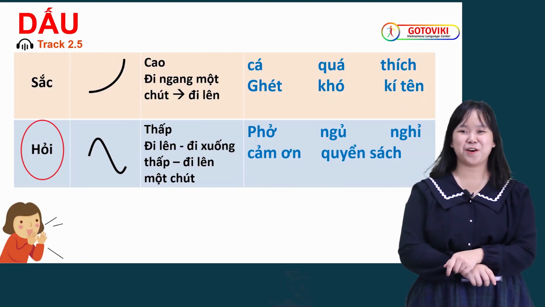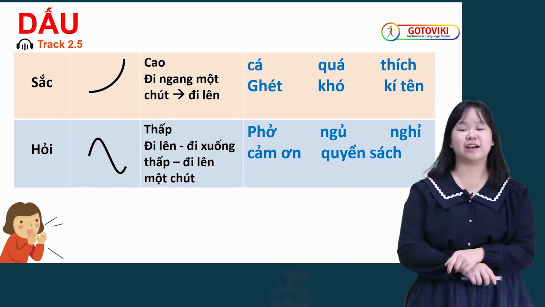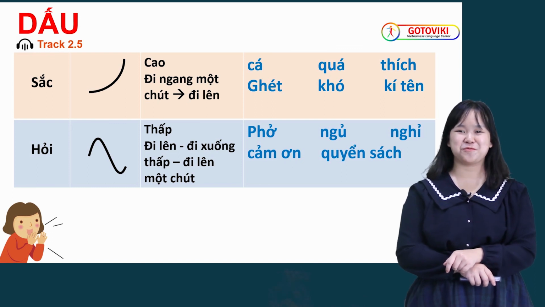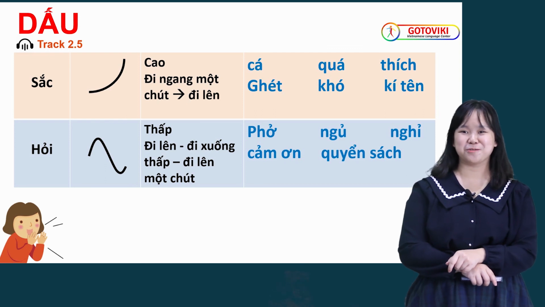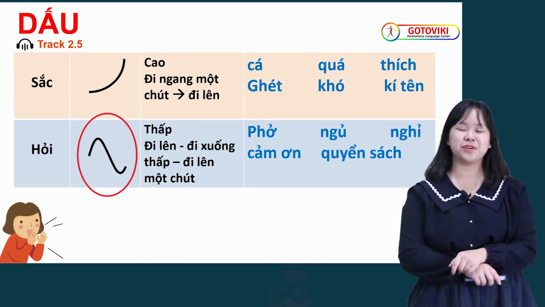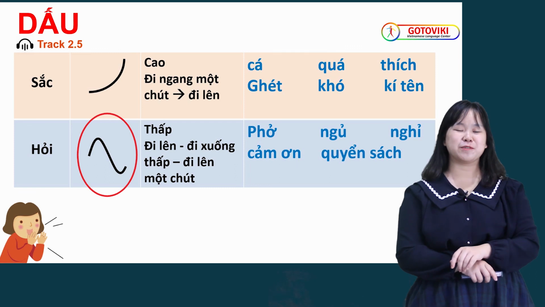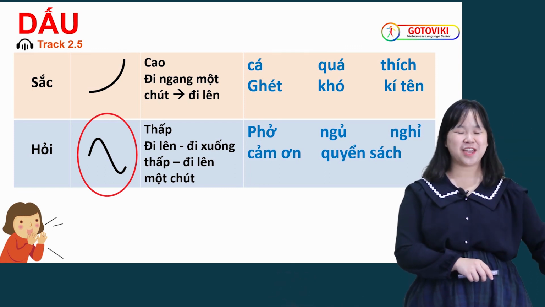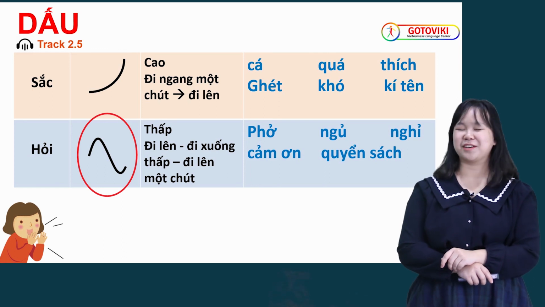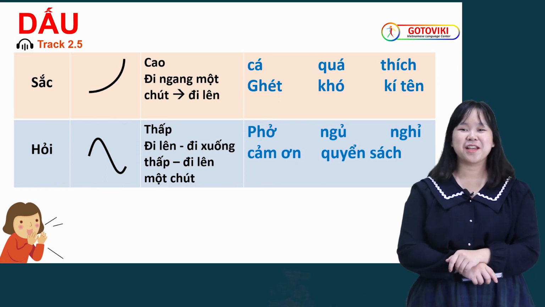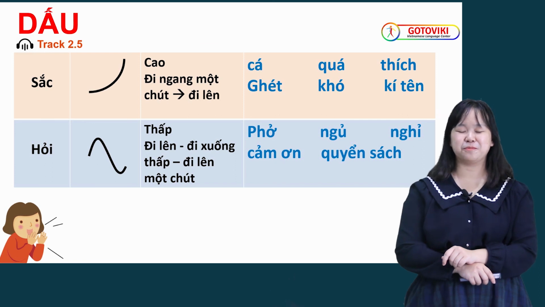Secondly, thanh hỏi, for example. This one is written like a question mark without a dot above the main vowels. This is a high tone and the pronunciation goes up a little and then goes down and goes up a little at the end, like the illustration on the screen.